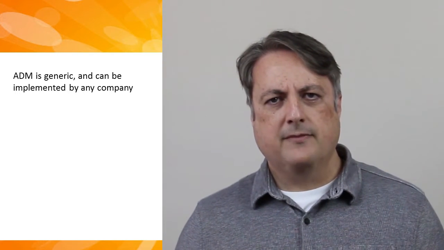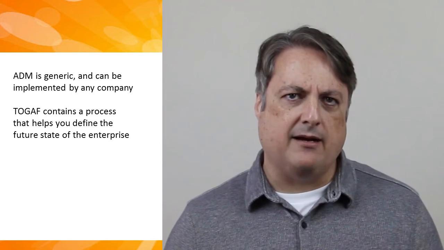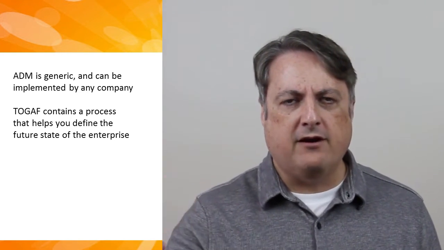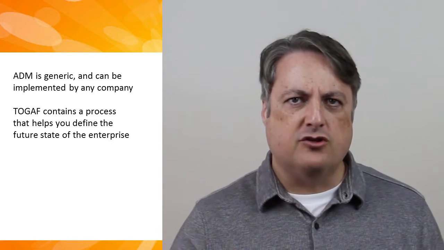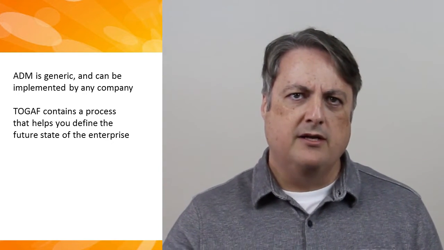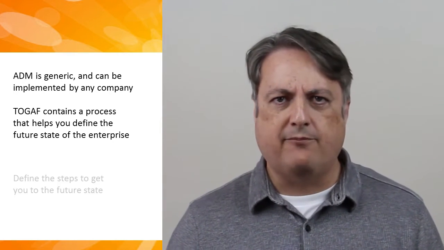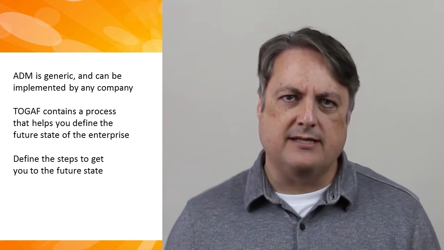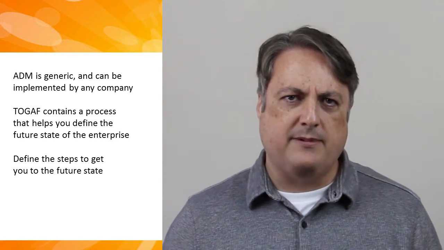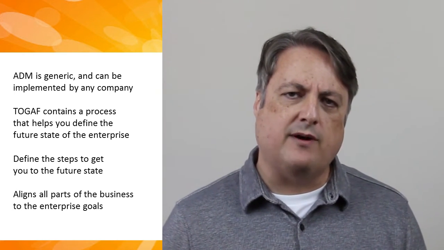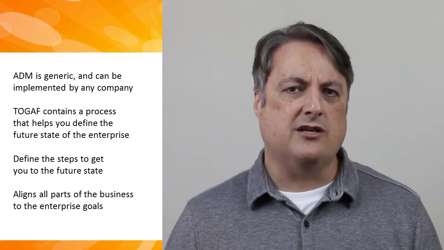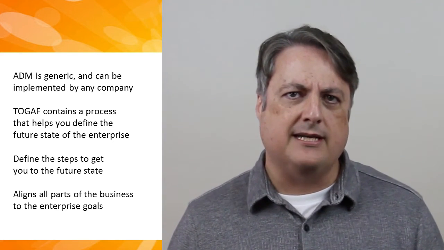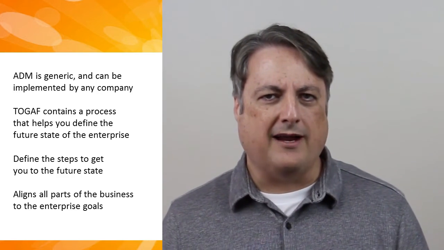So to summarize, TOGAF contains a process called the ADM that helps you define the future state of the enterprise. You can figure out what steps are required to get that future state from where you currently are. TOGAF contains many other tools and processes to help manage that. In today's fast-moving business environment, it's important that all parts of the business are aligned and moving in the same direction when change happens, because change is always happening. If an enterprise never changed, you would not need an architect, but very few enterprises are like that.